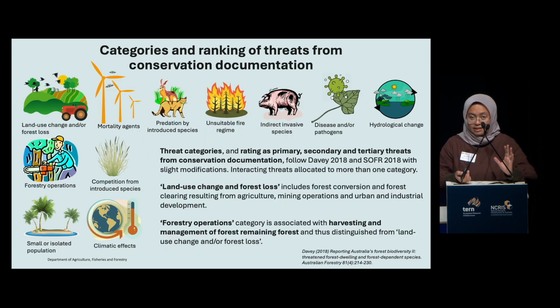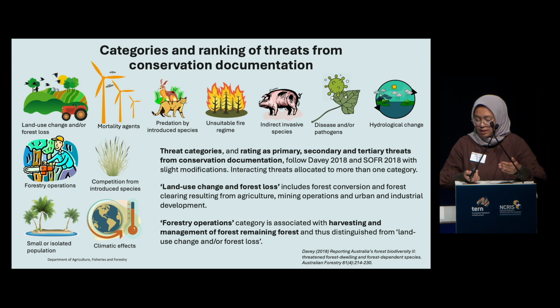So across these threatened taxa, we then did threat analysis by looking at the conservation documents for those taxa and classified those threats into 11 threat categories and also gave them a rating, primary, secondary, and tertiary, based on the severity of impact and also likelihood. And these categories and ratings were based on previous work at ABARES and also consistent with our previous SOFR reporting. And as you can see there are the 11 threat categories: land use change and forest loss and forestry operations are separated. So there are two different categories in SOFR, because land use change and forest loss are those associated with forest conversion, so complete forest loss, whereas forestry operations here refers to threats associated with timber harvesting and management of remaining forest.